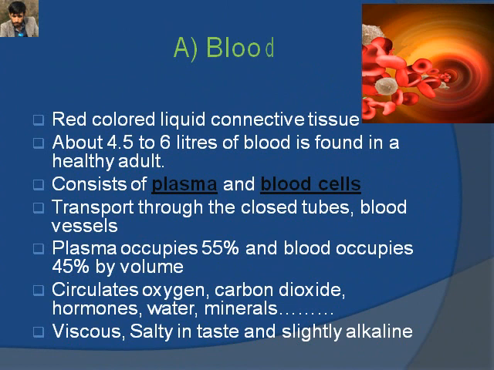The red colored liquid connective tissue in our body is called blood. It consists of yellow colored plasma as 55% and living blood cells as 45% in total volume. Blood is viscous in nature with salty taste. It gets transported throughout the body through the closed tubes called blood vessels.